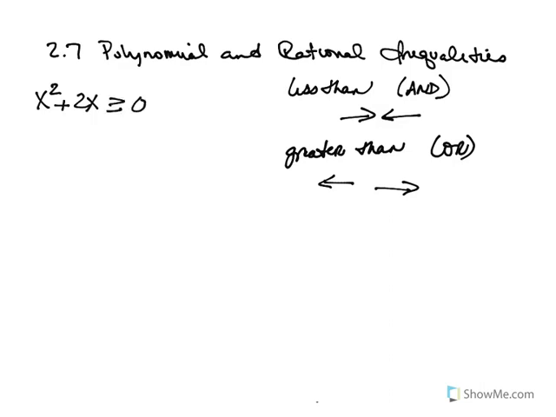x squared plus 2x is greater than or equal to 0. On this problem, again, we're solving. It's already set equal to 0, so I'm good there. Now I just need to factor this. So x squared plus 2x, I have a GCF. Then I just set each factor separately equal to 0 and solve. So x equals 0 and x equals -2.